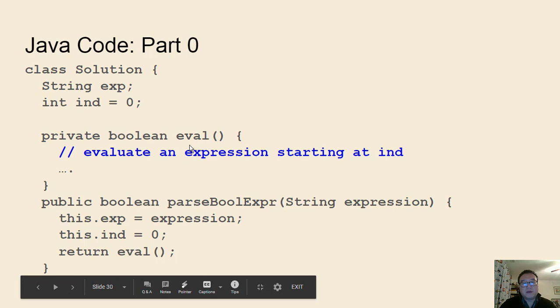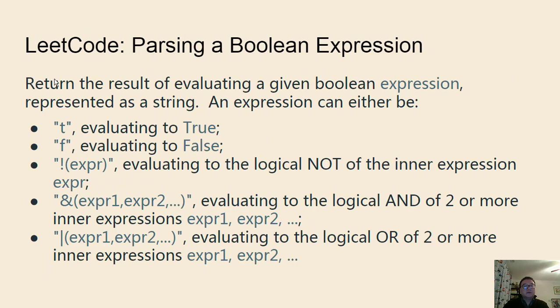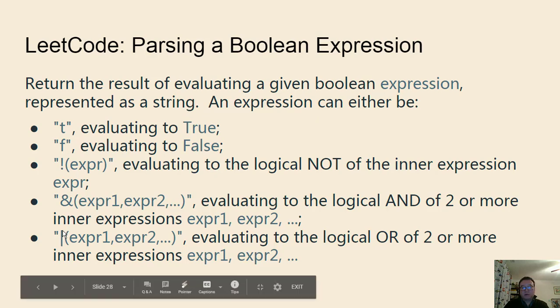The main logic is in the eval function, and the eval function is on 2 slides, this one and the next. The first thing we do is read in the character, and after we read it in, we move the pointer. We increment the IND. Then the code follows very much the definition here. The code is essentially a case analysis, whether we are seeing T, F, exclamation mark, ampersand, or vertical bar.